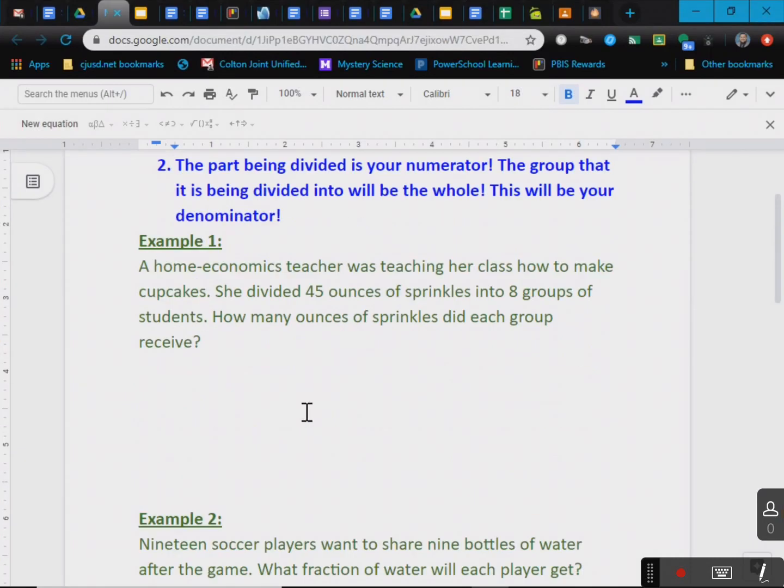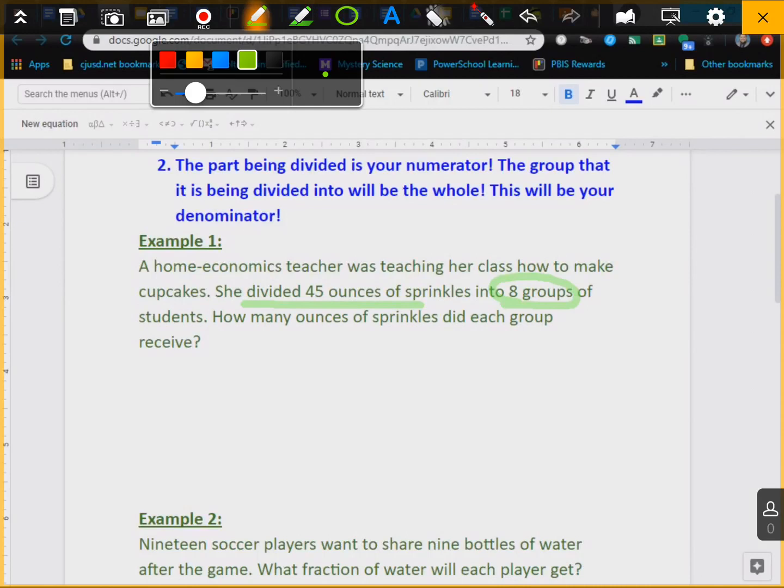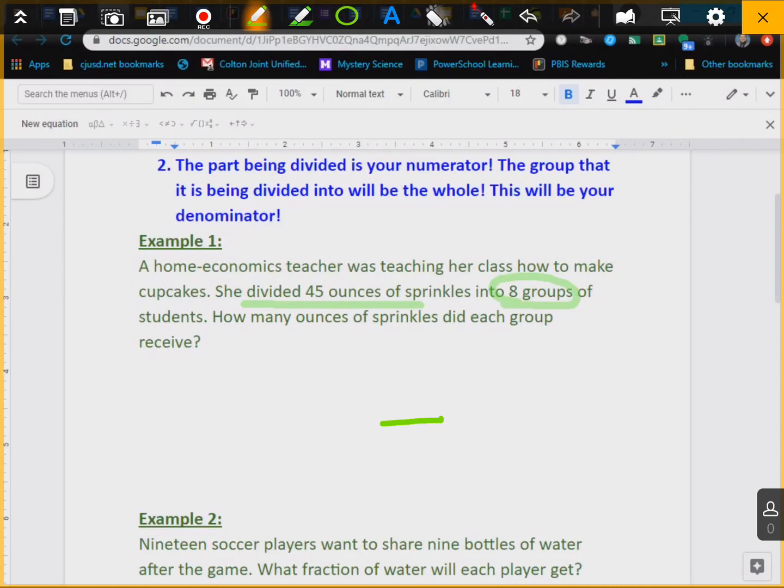A home economics teacher was teaching her class how to make cupcakes. She divided 45 ounces of sprinkles into 8 groups of students. How many ounces of sprinkles did each group receive? So how many groups of students are there? What's the whole amount of students in groups? Well, there's 8 groups, okay? It's being divided 8 times.